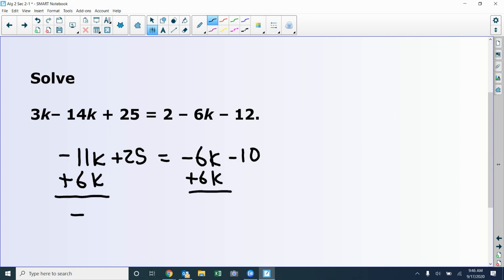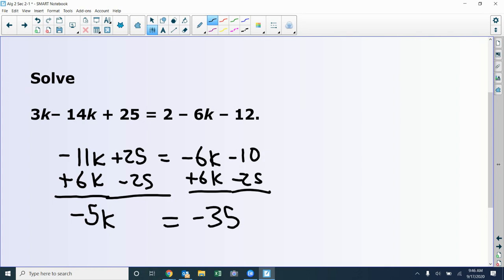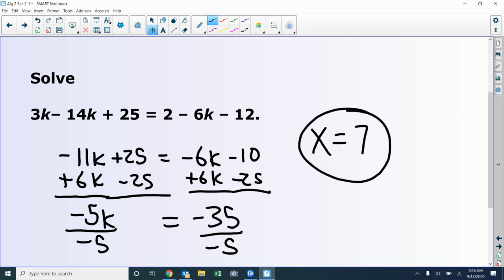And I'm going to end up with what? Negative 5k. I'm going to subtract 25 on this side and subtract 25 over here. Still have my equal sign, and now I'm going to be negative 35 over here. So again, another simple problem. Divide by negative 5 now. And you'll finish up. K equals 7.